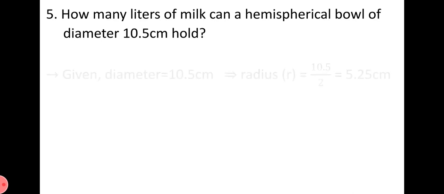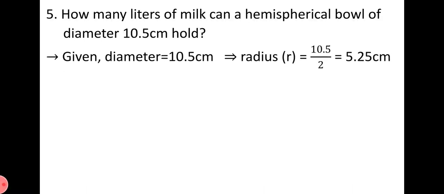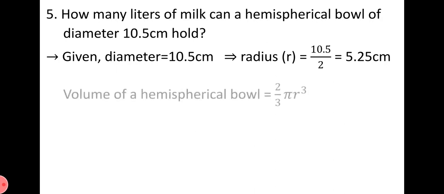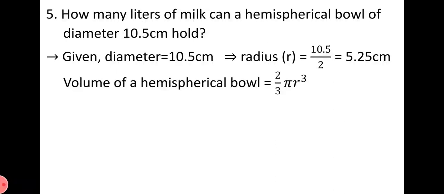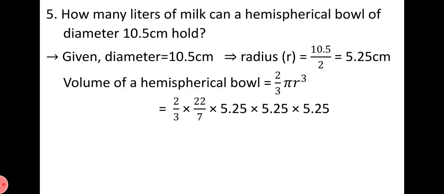So for the solution, given diameter is equal to 10.5 centimeter, therefore radius r equals 10.5 upon 2, that is 5.25 centimeter. Now the volume of a hemispherical bowl equals 2 upon 3 pi r cube. A sphere is given by 4 upon 3 pi r cube and a hemisphere is given by 2 upon 3 pi r cube. Inserting the values, equal to 2 upon 3 into 22 upon 7 into 5.25 into 5.25 into 5.25.